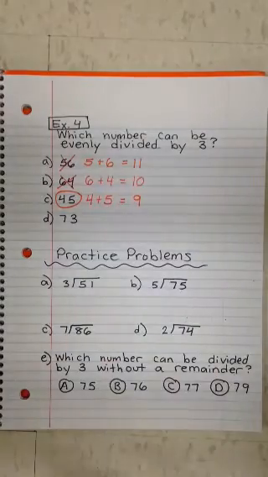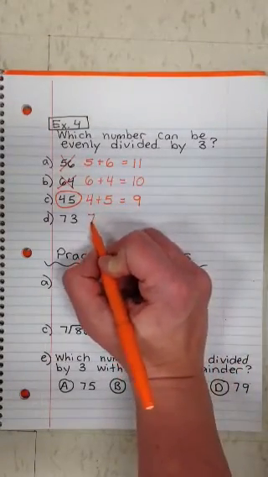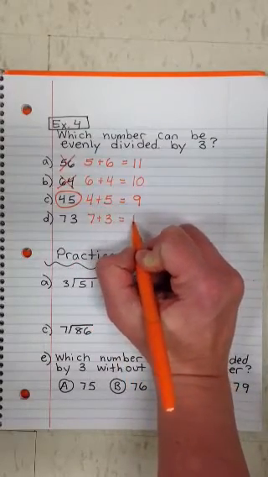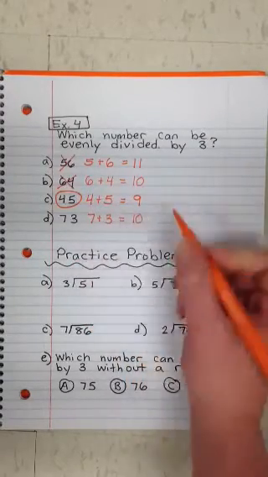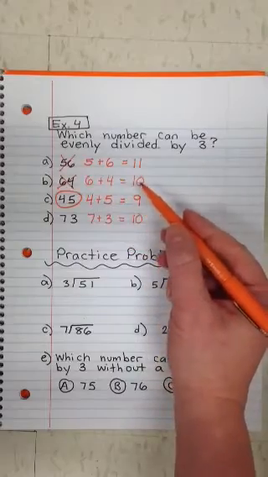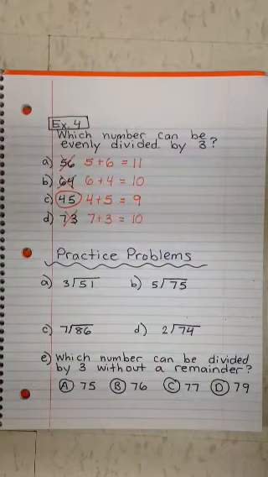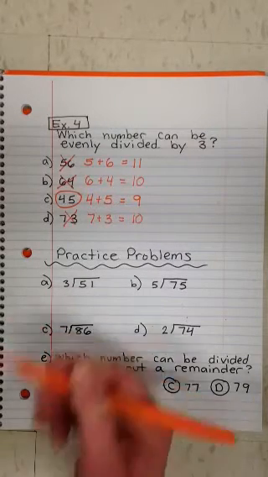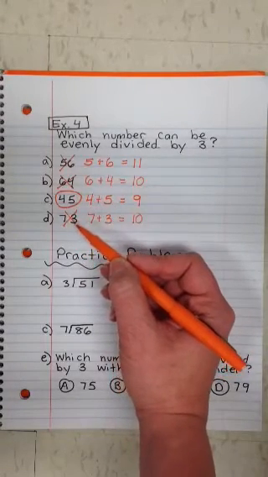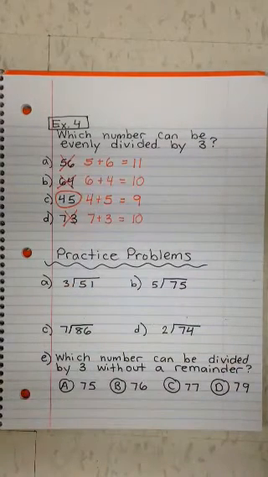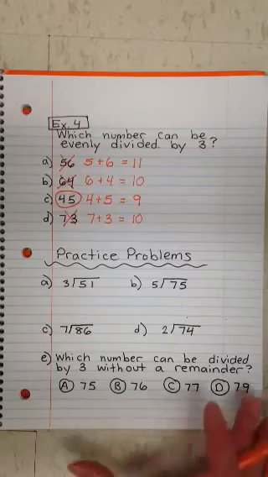Let's check 73 just to be sure. The digits add up to 10. 7 plus 3 is 10. And we already discovered up here, 10 cannot be reached by counting by 3s. So 73 is not divisible by 3. I would have picked this one, probably, if I didn't know the rule, because it ended in a 3 and I would have been tempted by that. But if you use your divisibility rule, you'll get it right every time.